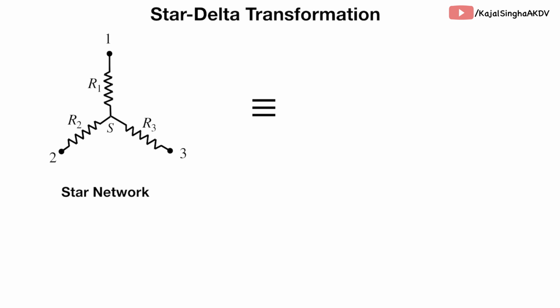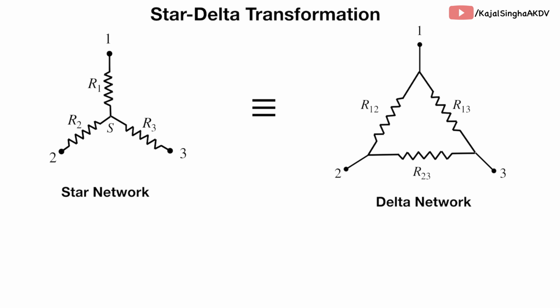Sometimes it is required to convert a star network into a delta network. Here a star network is given where three resistors R1, R2 and R3 are connected between points 1 to 3 and a common point S. This type of star network can be converted into a delta network where three resistors R12, R13 and R23 are connected between points 1 and 2, 1 and 3, and 2 and 3 respectively.